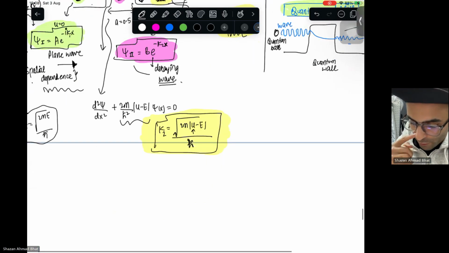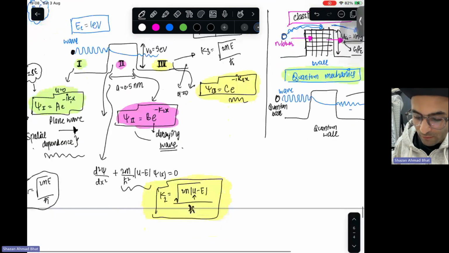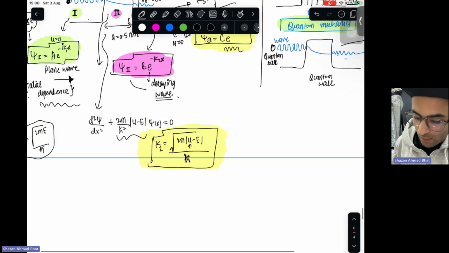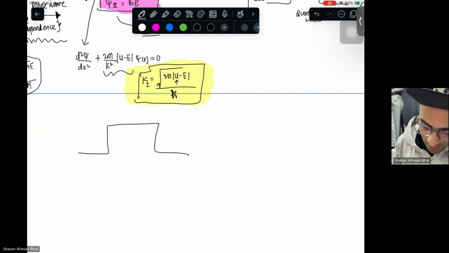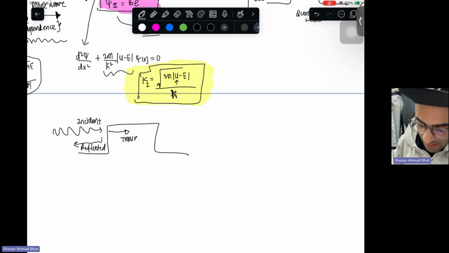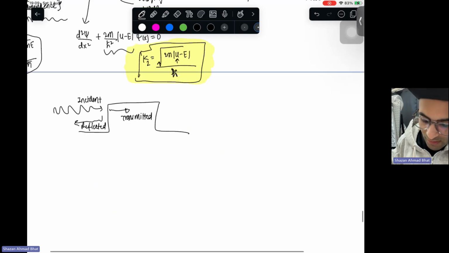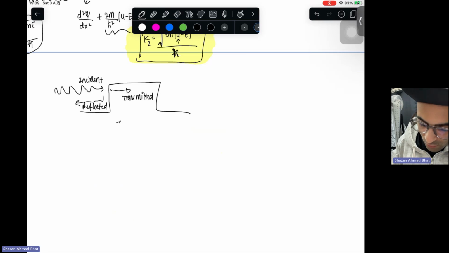Now, what you need to do is find the tunneling probability. At the end, you need to find the probability. Let's say you have this barrier, and you know from the wave picture, if a wave is coming and hits this, some part of the wave gets reflected, some part of it gets transmitted. You call this the incident wave, this the reflected wave, and this the transmitted wave. It's the same picture here. Now you find the transmission coefficient.